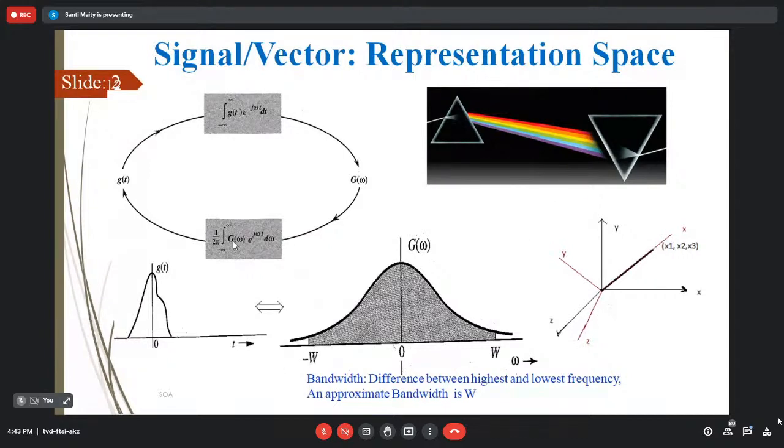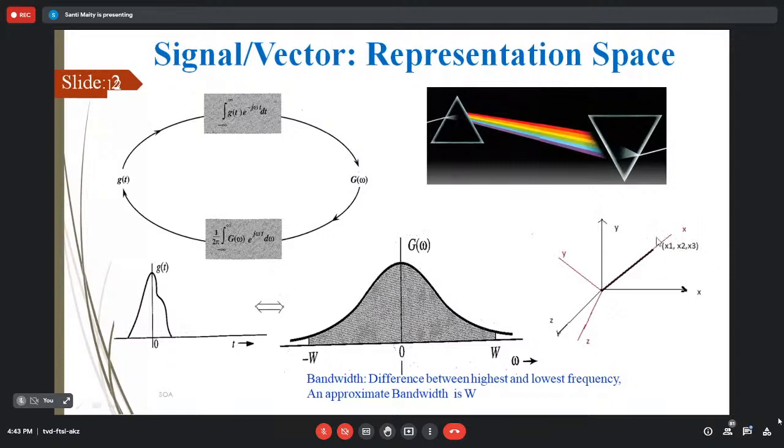Even in your vector mathematics, there are three-dimensional spaces: Cartesian coordinate system, cylindrical coordinate system, rectangular coordinate system. So a vector, depending upon the choice, can be represented, and one representation definitely offers some benefits with respect to the other representation. So for example, here I like to say, if my representation space is x, y, z like this, then x1, x2, x3 are all non-zero values.